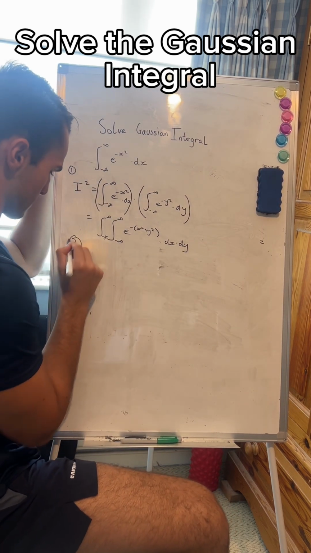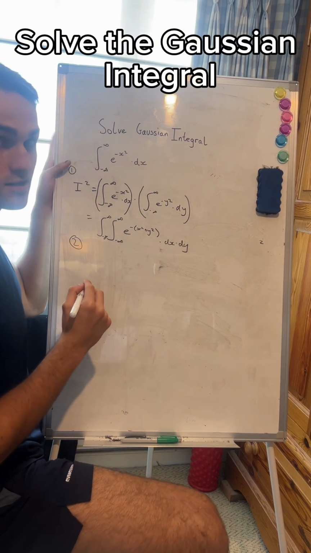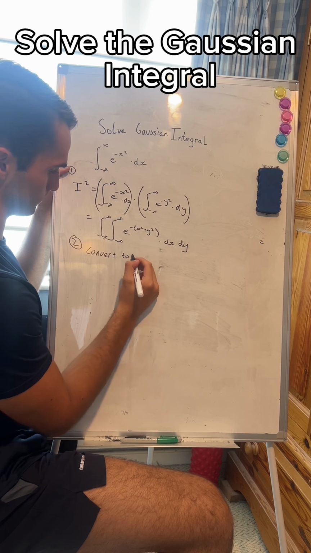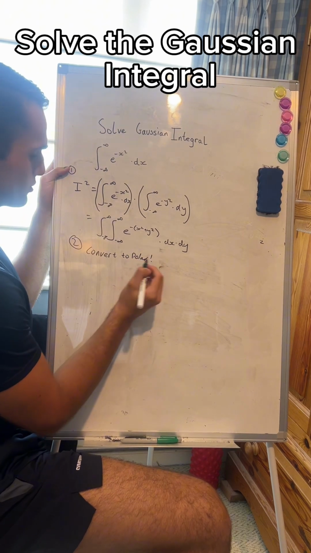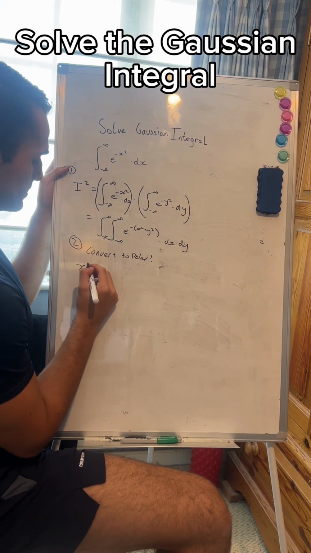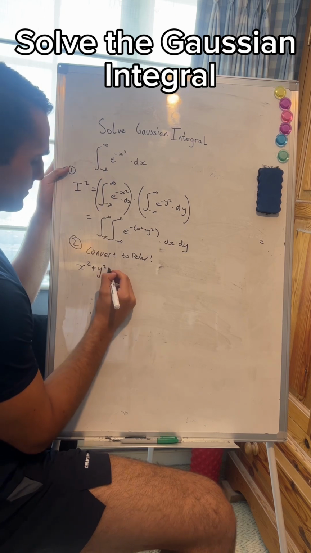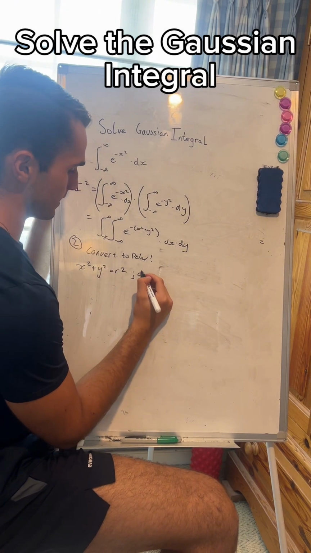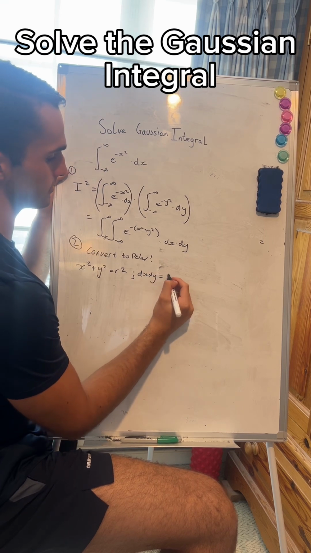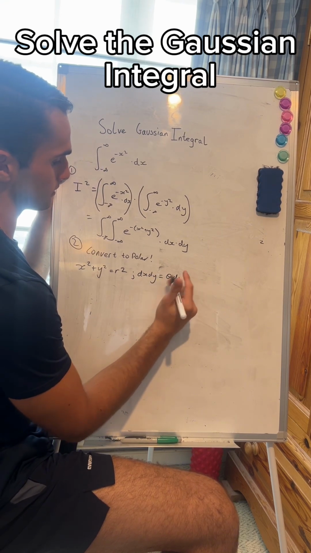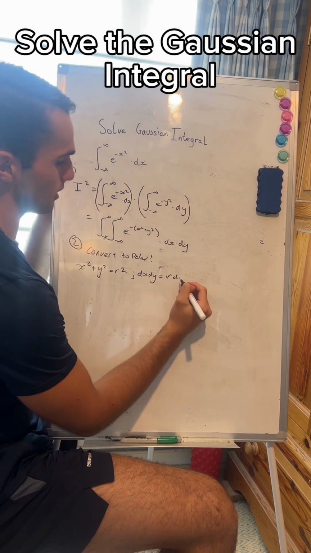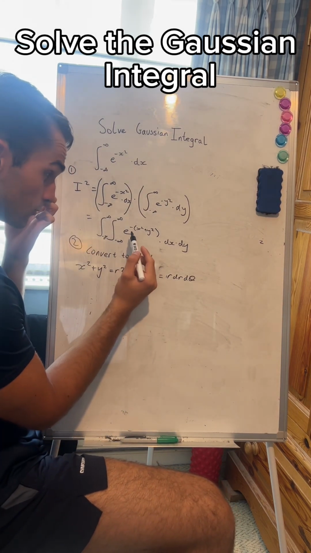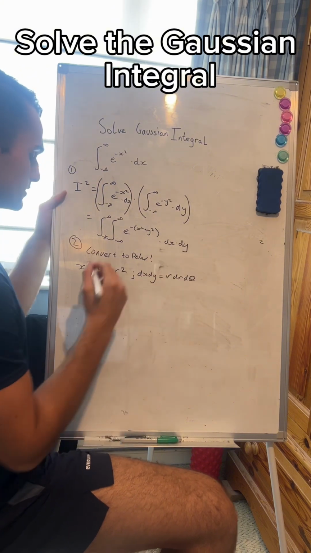Step 2 is convert to polar coordinates. So when we do this, we set x squared plus y squared equal to r squared, and we set dx dy equal to r dr d theta. So now we've got to look where are x's and y's and where are dy's, dx's, all this jazz.